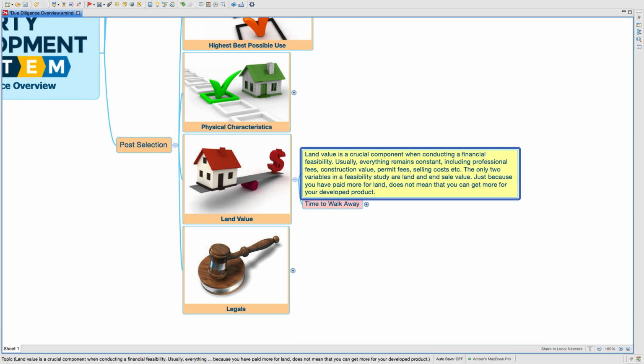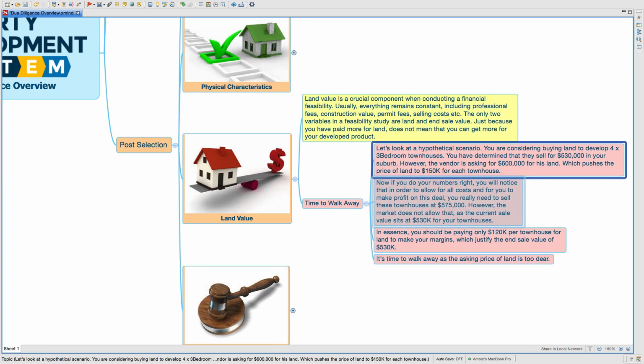Now, land value, this is very, very important. Land value is a crucial component when conducting a financial feasibility. Usually everything remains constant, including professional fees, construction value, permit fees, selling costs, and so on. The only variables in a feasibility study are land and the end sale value. Just because you paid more for the land does not mean that you can get more for your developed product.